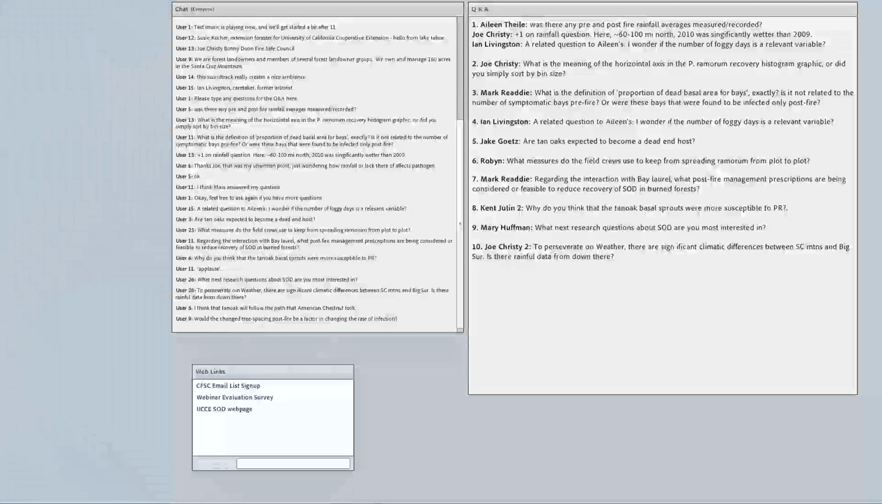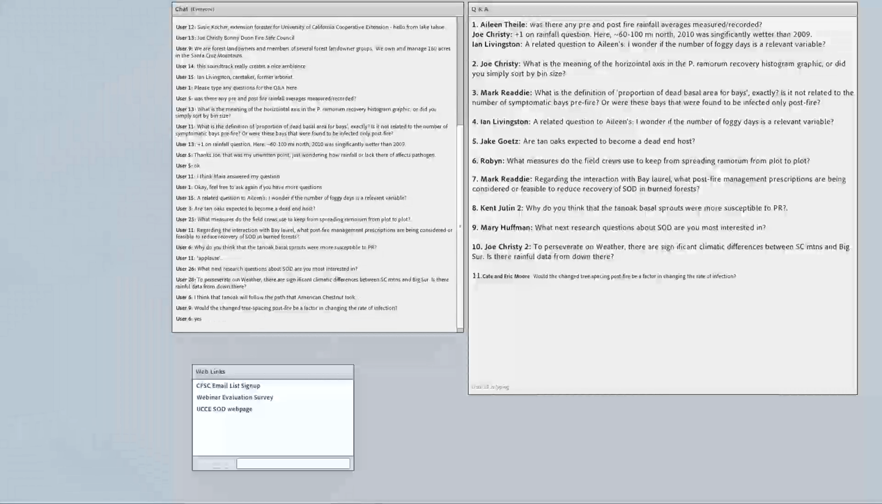Tan oak basal sprouts as compared to the bay laurel? Or maybe the basal sprouts as compared to the crown leaves. Well, Kent, feel free to specify.